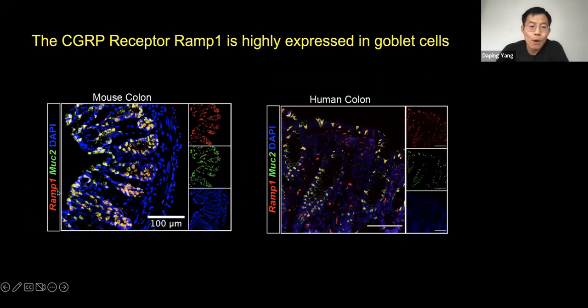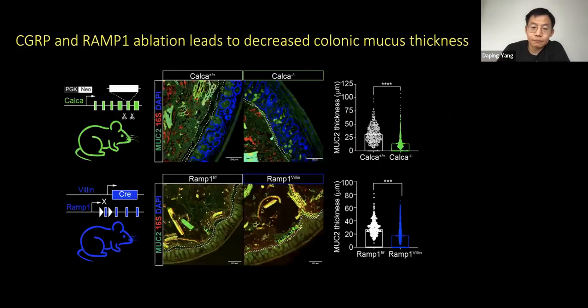We also confirmed the expression of RAMP1 in MUC2-positive goblet cells using iron scope staining, which also shows that it is highly expressed in goblet cells from both mouse colon and human colon. So this data suggests that nociceptor neurons might regulate the mucus thickness via CGRP-RAMP1 signaling. Consistently, using MUC2 and 16S co-staining, we found that the mucus layer from both CGRP knockout mice and epithelial cell-specific RAMP1 knockout mice showed a decrease compared with their littermate controls, which phenocopied what we found in the nociceptor-ablated mice.